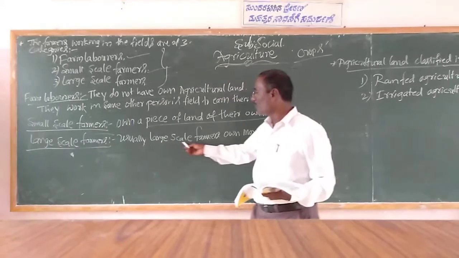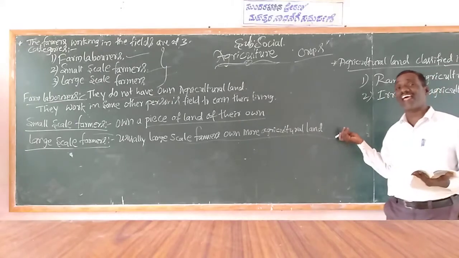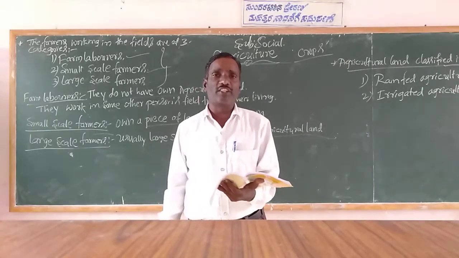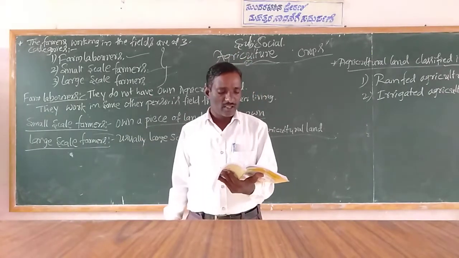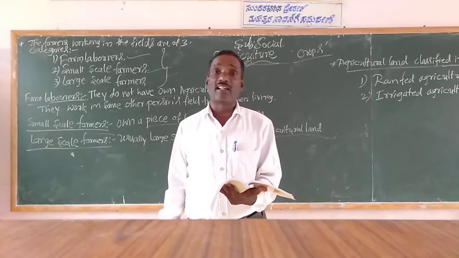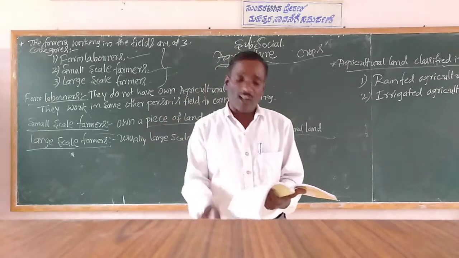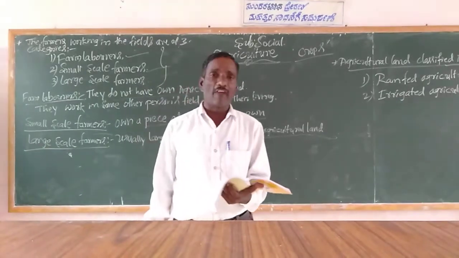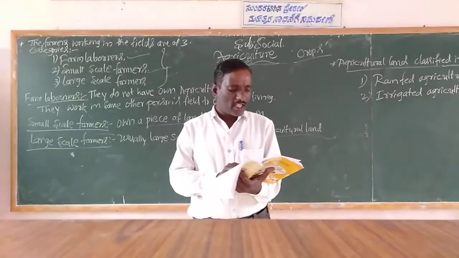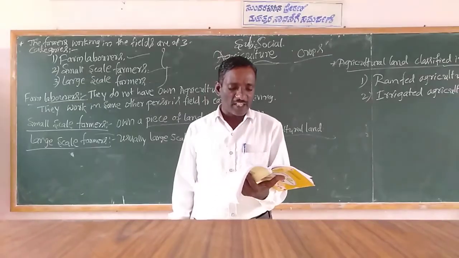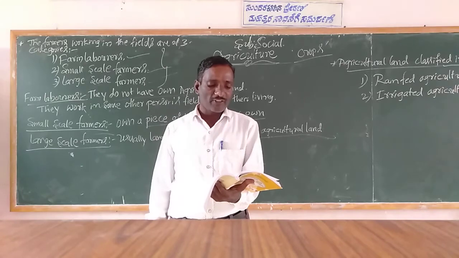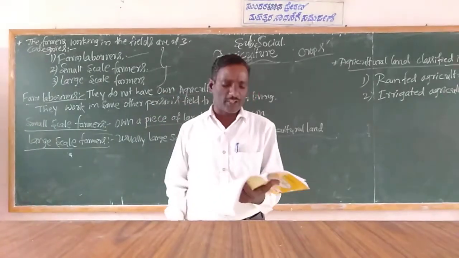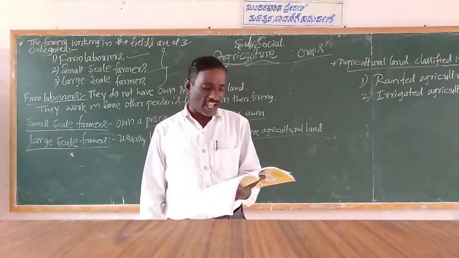Large scale farmers usually own more agricultural land. Manjamma is a successful lady agriculturist. She owns about 10 to 15 acres of land in the village. Many women of the village like Rangamma work on her land. Manjamma not only grows crops, but also rears sheep and cattle. She purchases modern agricultural equipment. She also earns money through apiculture, rearing honeybees, and sericulture, silk worm breeding. So people of the village call her a large scale farmer. She always encourages the villagers and gives suggestions to practice agriculture like her.